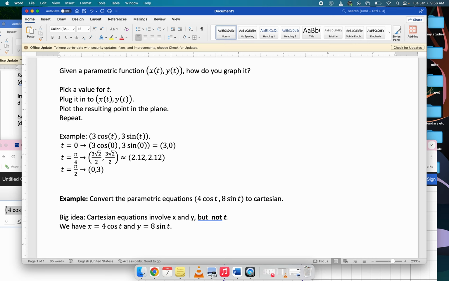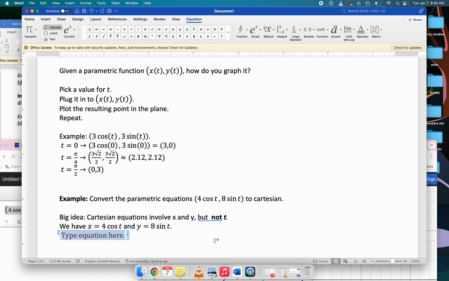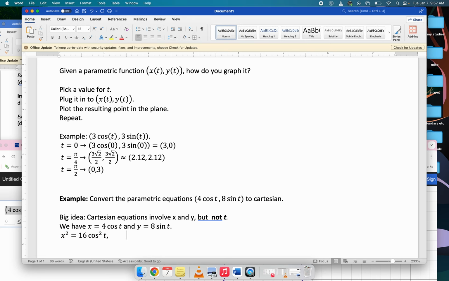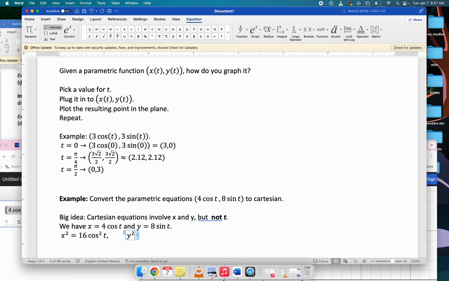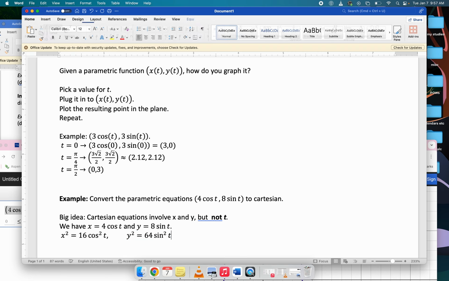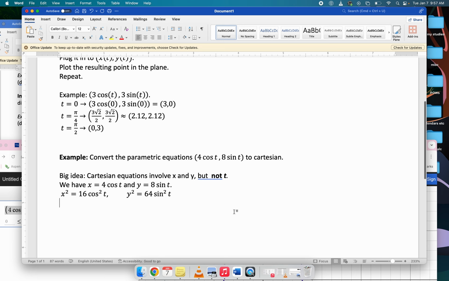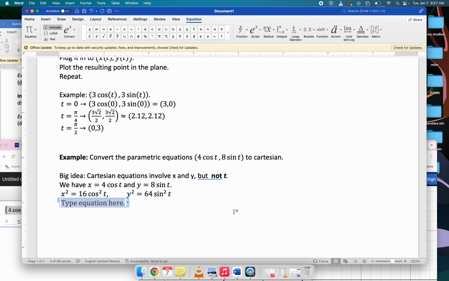Here's what you should do. Square both equations. Square both sides of both equations. The first equation gives you x squared equals 16 cosine squared t. And the second equation, if you square both sides, gives you y squared equals 64 sine squared t. And now what you do is just add both equations together. The left sides, when we add them together, we get x squared plus y squared.